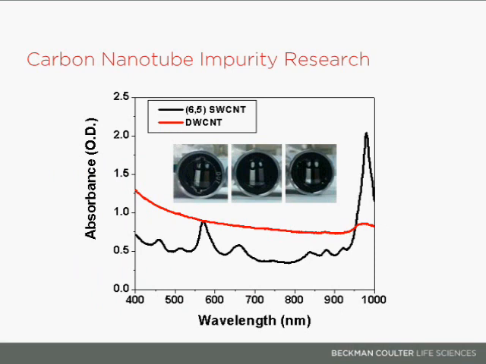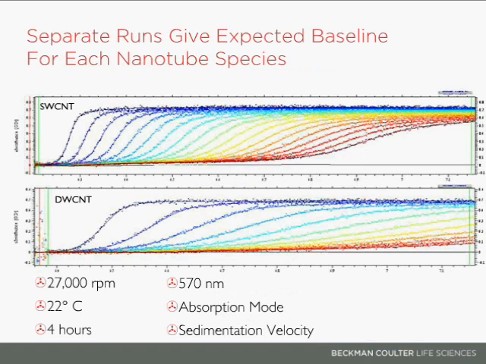Now when we ran on AUC, it was readily apparent that double-wall carbon nanotubes had a much quicker rate of sedimentation compared to single-wall carbon nanotubes. This was a sedimentation velocity run, 27,000 RPM. The AUC will go up to 50 or 60,000 RPM. We chose 570 nanometers as the absorption peak to study because that is the peak of the single-wall carbon nanotubes. Controlled the temperature, and so now we have a baseline for both species.